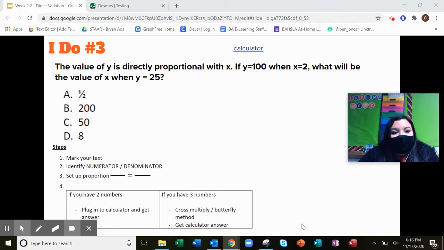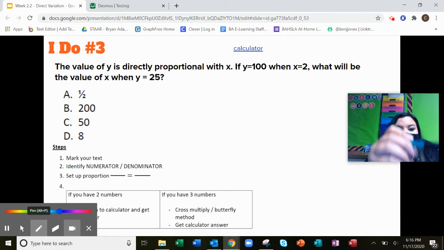As an example, we have the value of y is directly proportional with x. If y equals 100 when x equals 2, what will be the value of x when y equals 25? So again, first thing we want to do is mark our text.